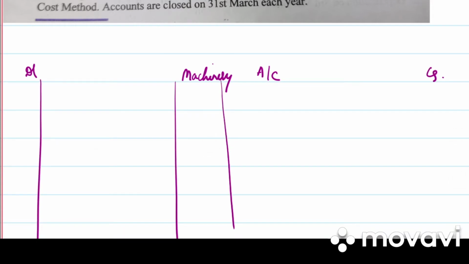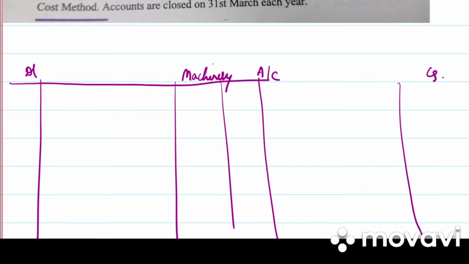Straight line method is also known as original cost method. Accounts are closed on 31st March every year. So what we need to prepare? We need to prepare machinery account. We have debit side, credit side, date, particulars, amount, date, particulars and amount.